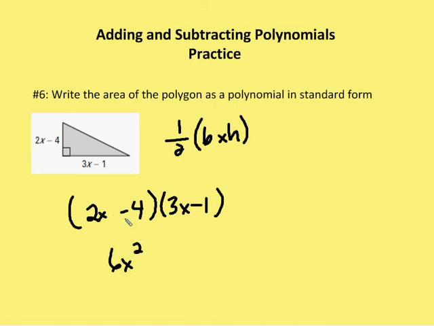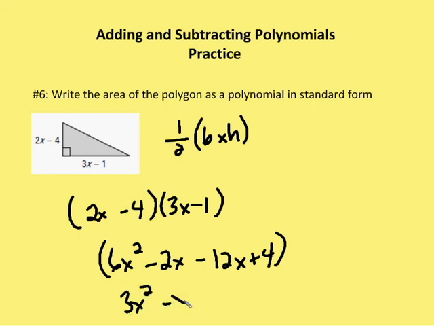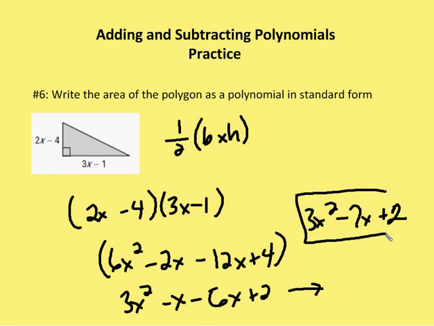So I have 6x squared minus 2x minus 12x plus 4, and then that's all going to be divided by 2. So I get 3x squared minus x minus 6x plus 2, which is the same as 3x squared minus 7x plus 2. And that is the polygon as a polynomial in standard form. So remember, standard form ax squared plus bx plus c is my standard form.